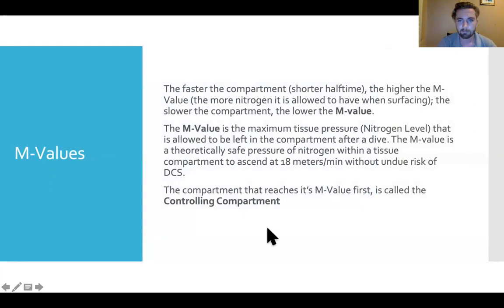Now, the faster the compartment, so if it has a shorter half time, the higher the M value, the more nitrogen is allowed to have when surfacing. The slower the compartment, the lower the M value is. And the M value is basically just the maximum amount of nitrogen that's allowed to be left in it after a dive. And that is a theoretically safe pressure of nitrogen within a tissue that if we're ascending at 18 meters per minute or slower, there won't be any massive risk of DCS.